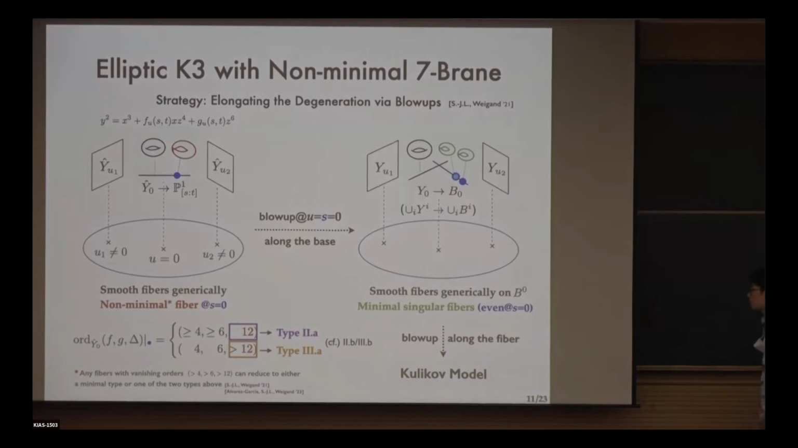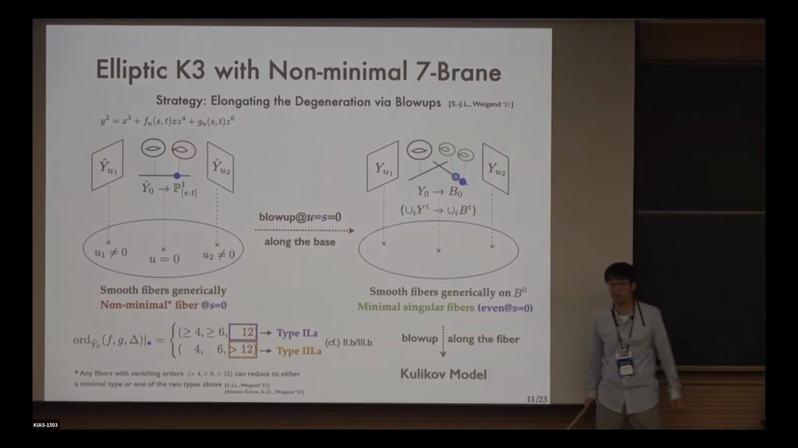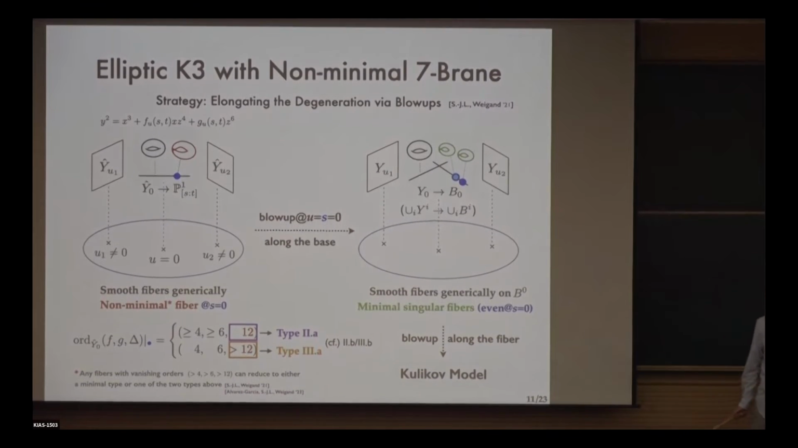However, today we are interested just in better understanding the physics of the non-minimal 7-branes per se, and for this purpose, we don't encounter subtype Bs. So we would just say type 2 and type 3 interchangeably. Okay.